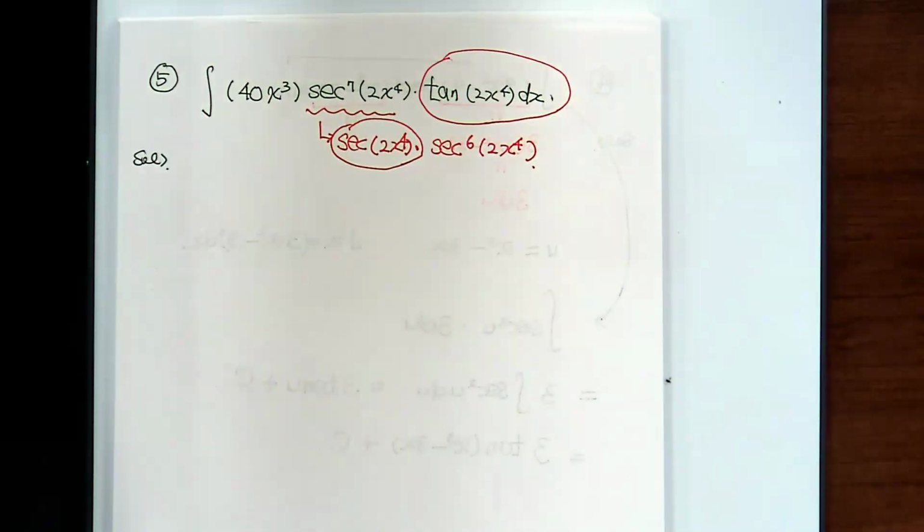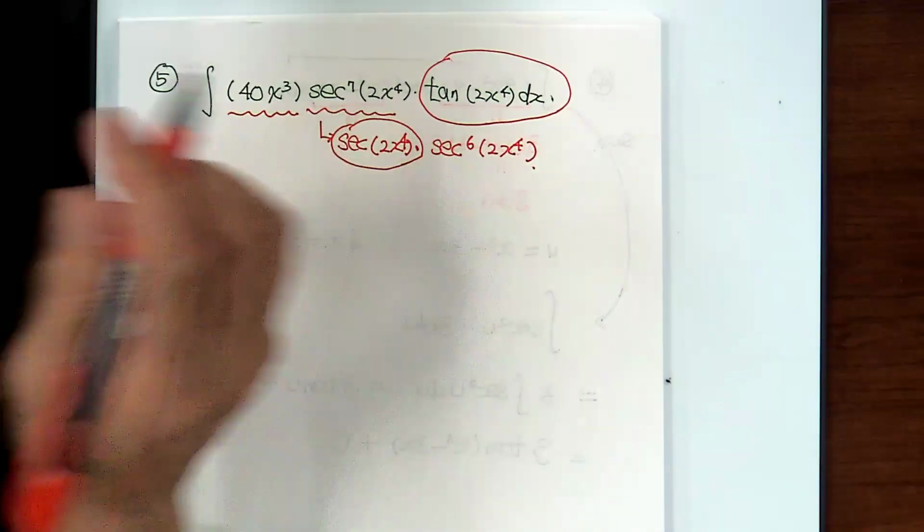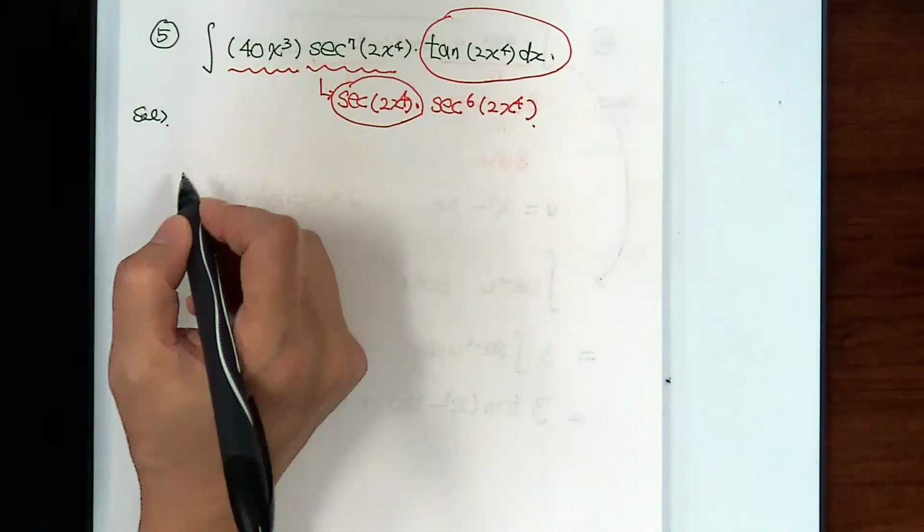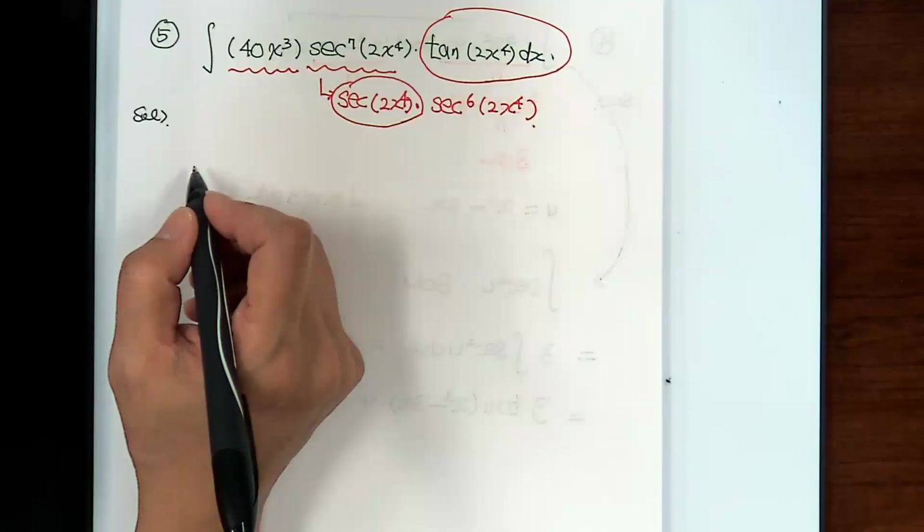But we know that we're trying to set secant of 2x to the 4th power as u. Then what will happen is that it is itself a composite function. So to differentiate, we have to apply the chain rule, and the inner function's derivative factor appears here. So that is the right strategy. Let me tell you this again.